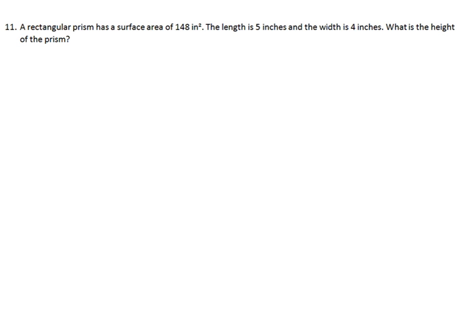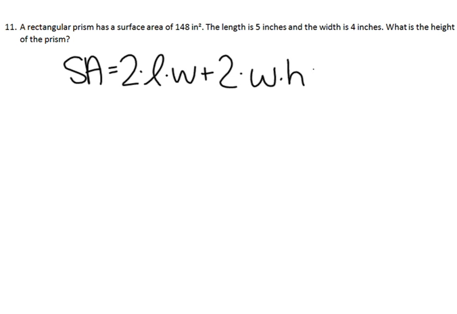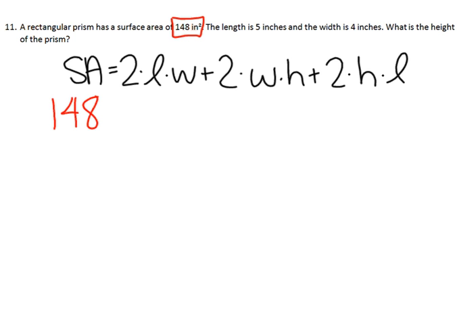Next up, a rectangular prism has a surface area of 148 inches squared. The length is 5 inches, the width is 4 inches, and we need to find the height. So let's start with the formula and work our way backwards. And we know the surface area, so I'm going to plug in 148 underneath surface area.